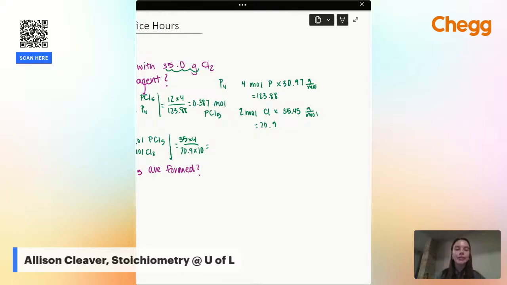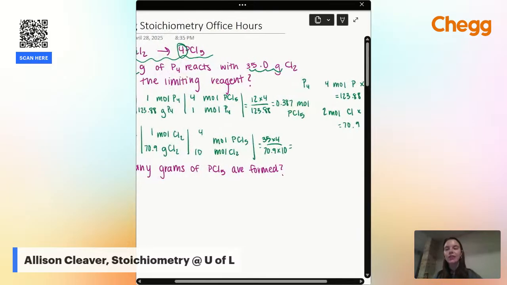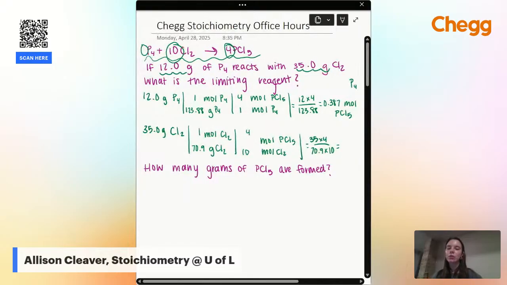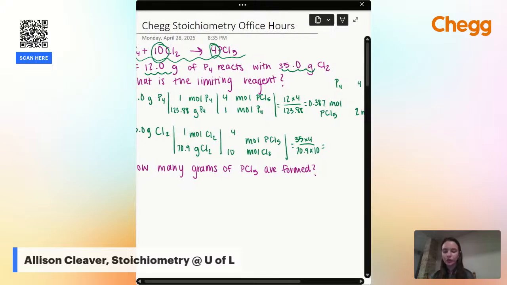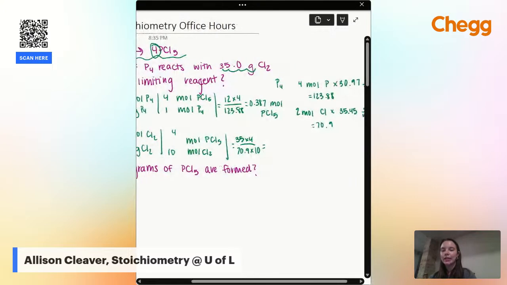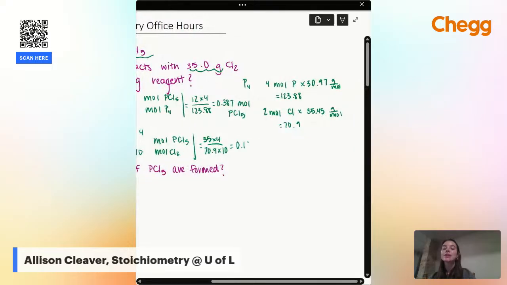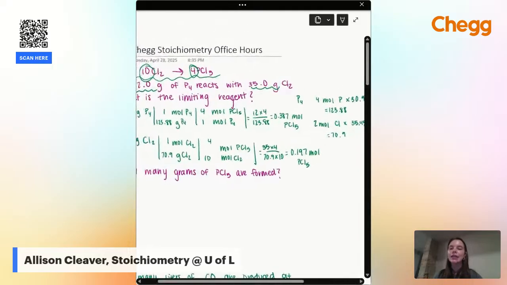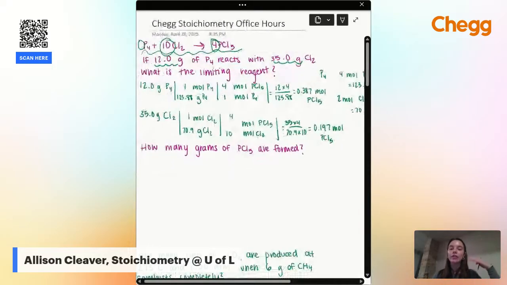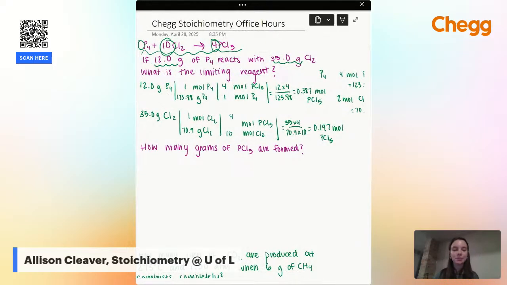All right, for that first one, you should have got 0.387 moles of PCl5. Now keep solving that second one. All right, and for the bottom, we should have got 0.197 moles of PCl5. So, knowing this information, what is our limiting reactant? So we know how much of the product each reagent makes. So what is that limiting reagent?